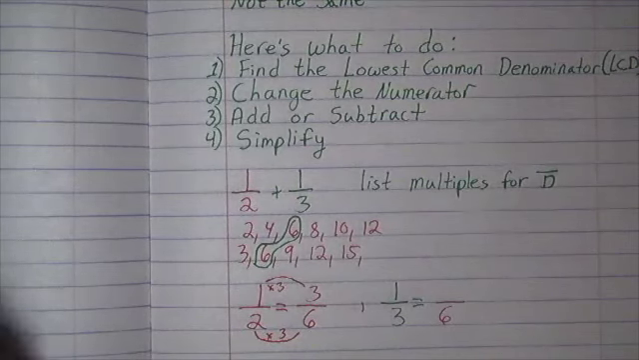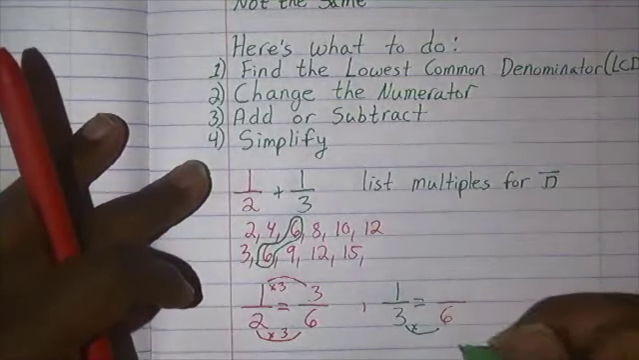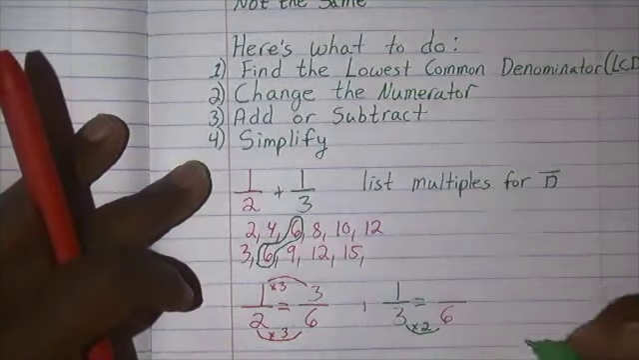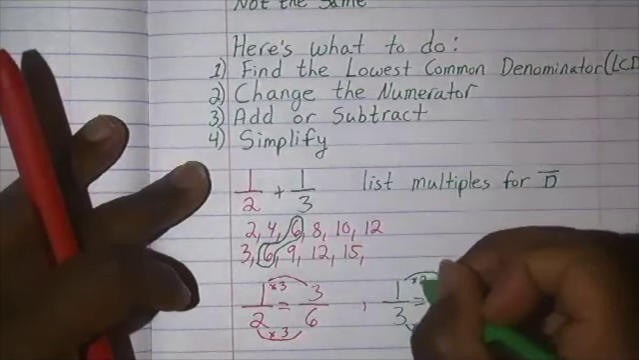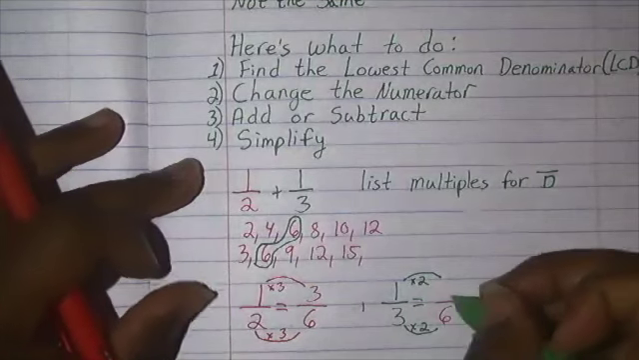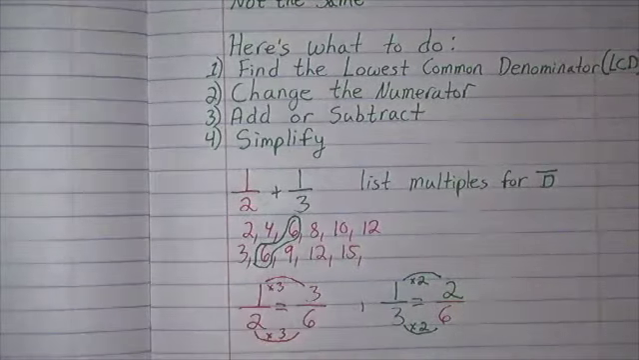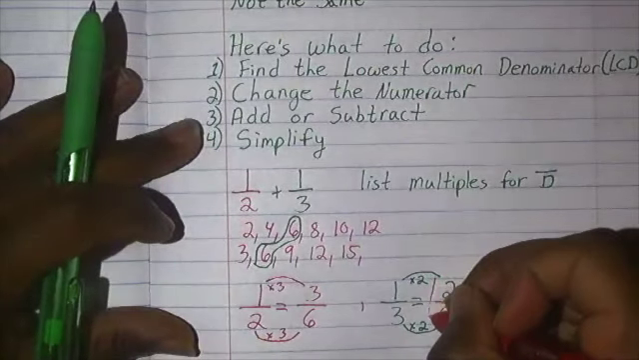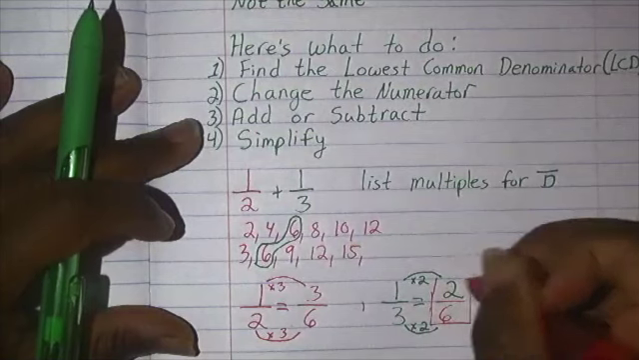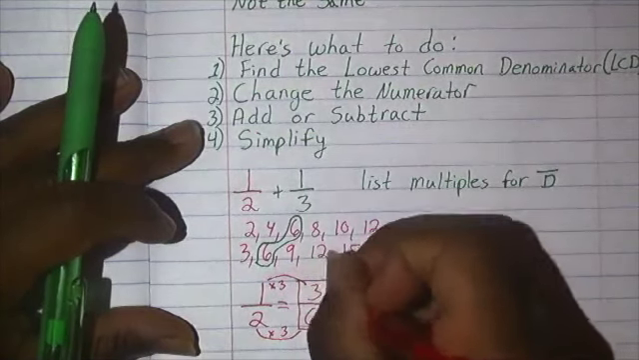Same thing here. How did I go from 3 to 6? What did I multiply by? Times 2. I can do the same here. Times 2. So 1 times 2 is 2. So now I have my new fractions here, and I can solve my problem with them.